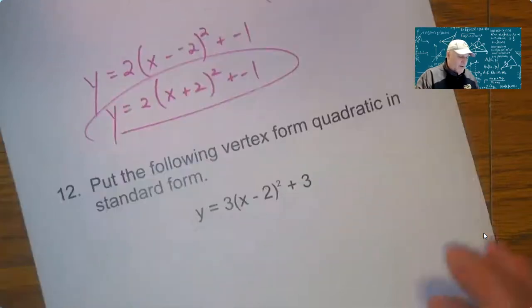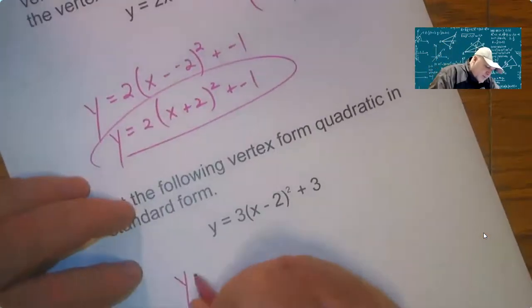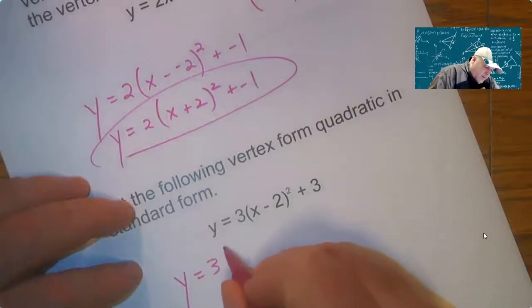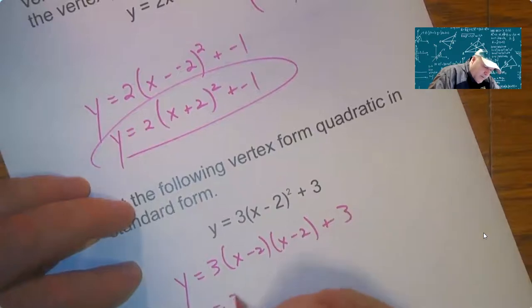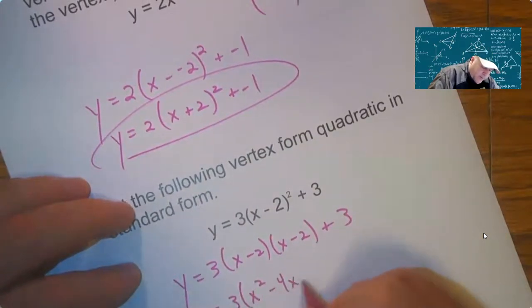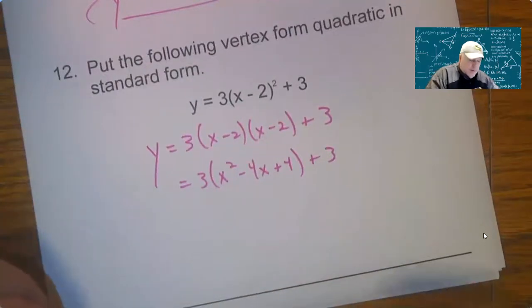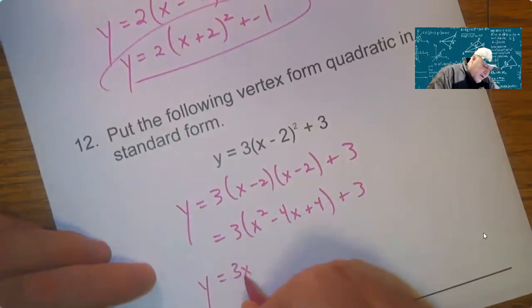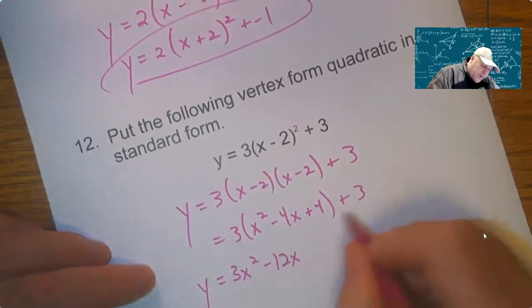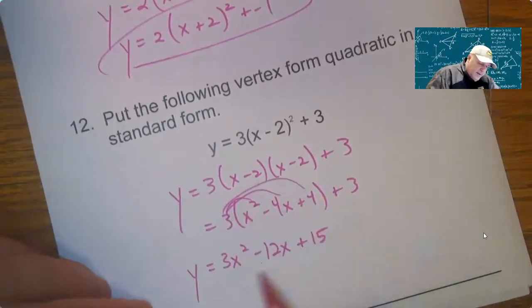And then put the following vertex form quadratic in standard form. So here you have to multiply this out. So you need to do this. So x squared minus 4x plus 4. I just did the whole FOIL product real quick there, outer plus the inner, and then the last. So I added the -2 and the -2. And so 3x squared minus 12x plus 12 plus 3. So you got to distribute and then add the 3.